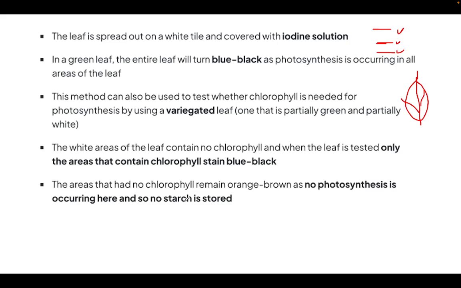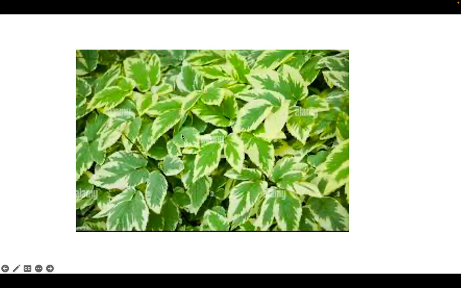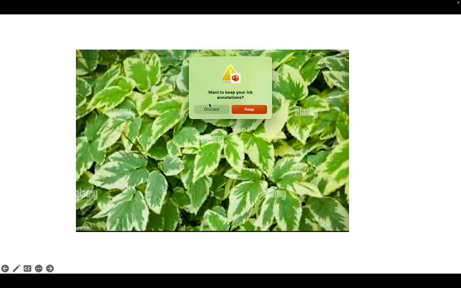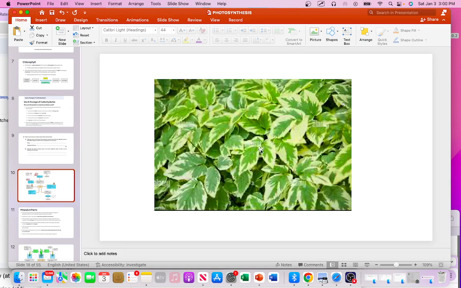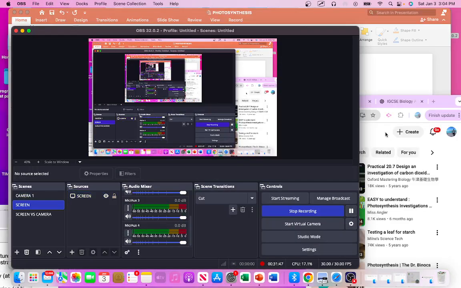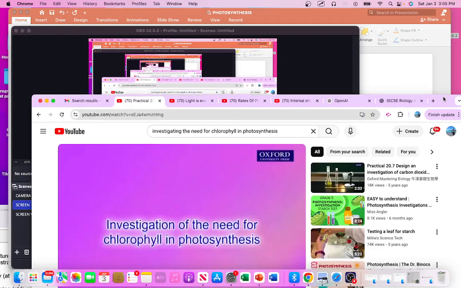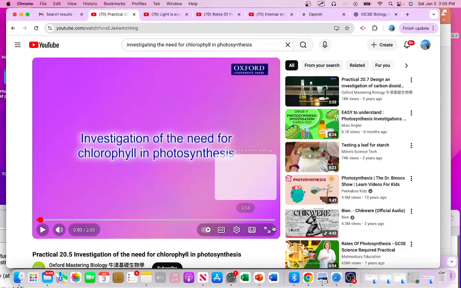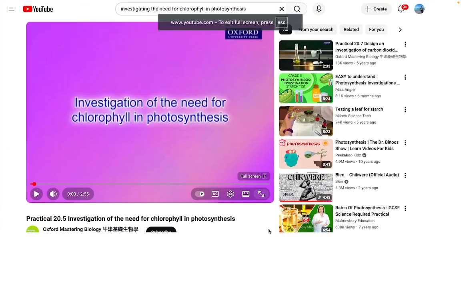So I hope you're understanding the difference between the two parts. Get to understand it and be able to explain it very well. So with that being said, I want us to follow this video right here, which is going to help us to understand it better. All right, so this is the one that I want us to check, this video on the need of chlorophyll for photosynthesis.